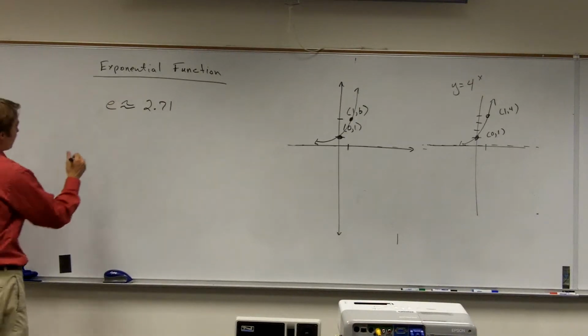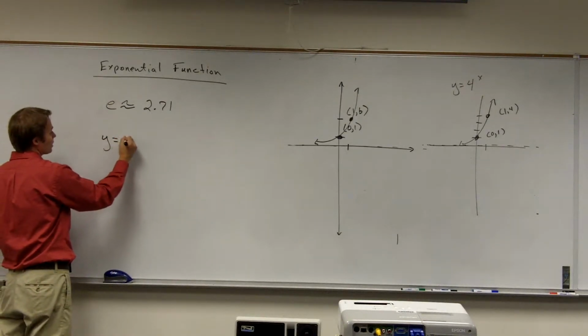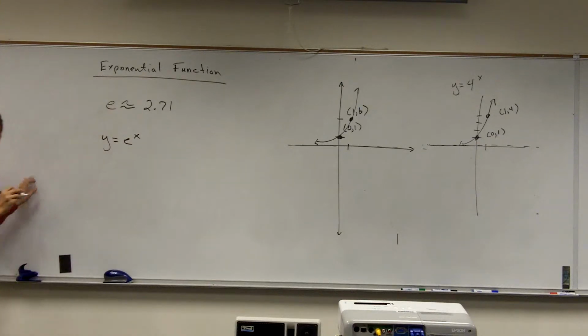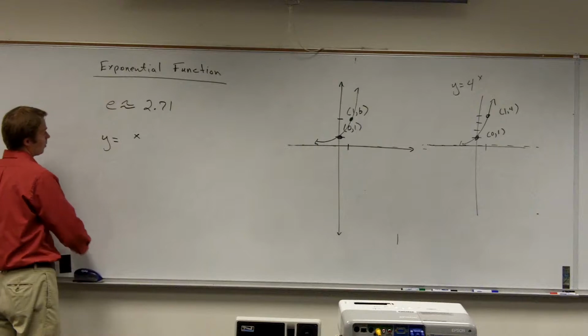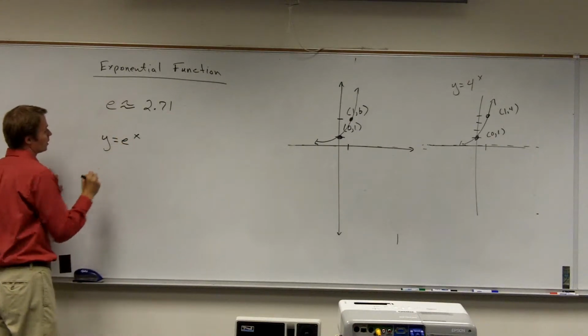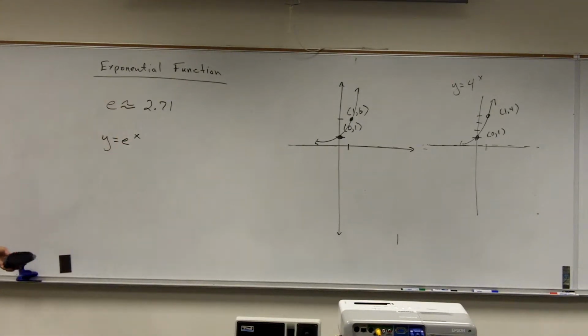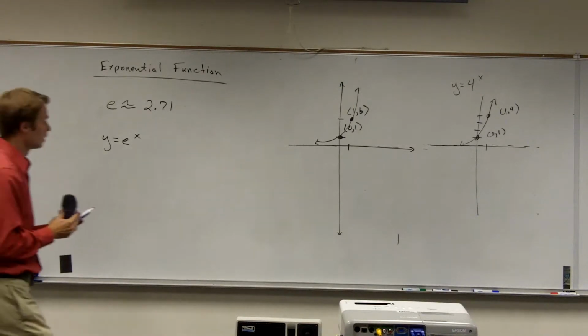So the base graph y equals e to the x becomes a pretty important graph to us, and you'll see why in a couple minutes. But don't get it confused with a variable. Just treat it like you would any other number. Treat it like you would if you were dealing with pi, for example.